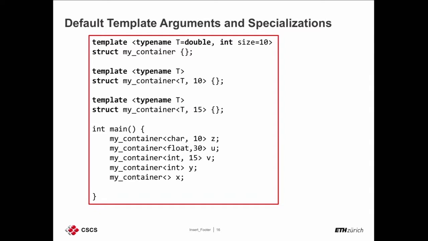Default argument and specializations. This is a tricky thing, pretty useful on many occasions. There are certain facilities in the standard library that really rely on this.